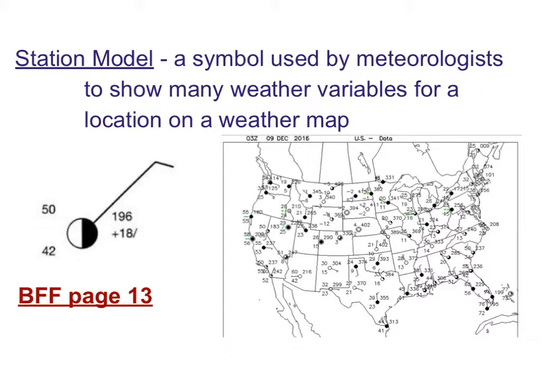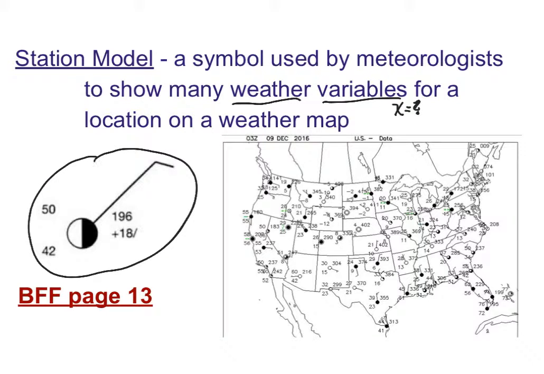They use something called a station model. A station model is a symbol used by meteorologists to show many weather variables for a location on a weather map. A weather variable are all those things that we just said: temperature, pressure, humidity, wind direction, wind speed. All of those things are called weather variables. In math class, a variable is x, and remember it can equal a lot of different things. So in earth science, a weather variable is something that could represent a lot of different things like temperature, pressure, wind, okay?